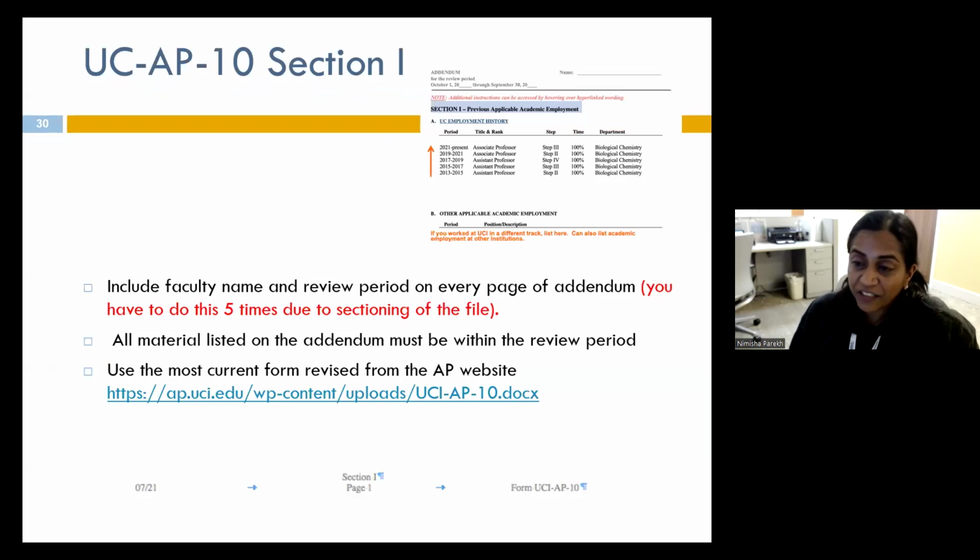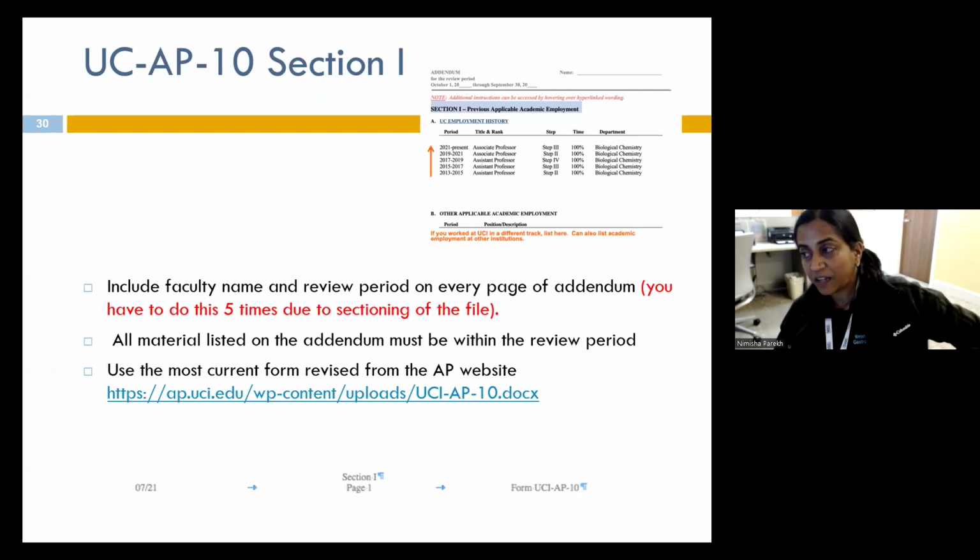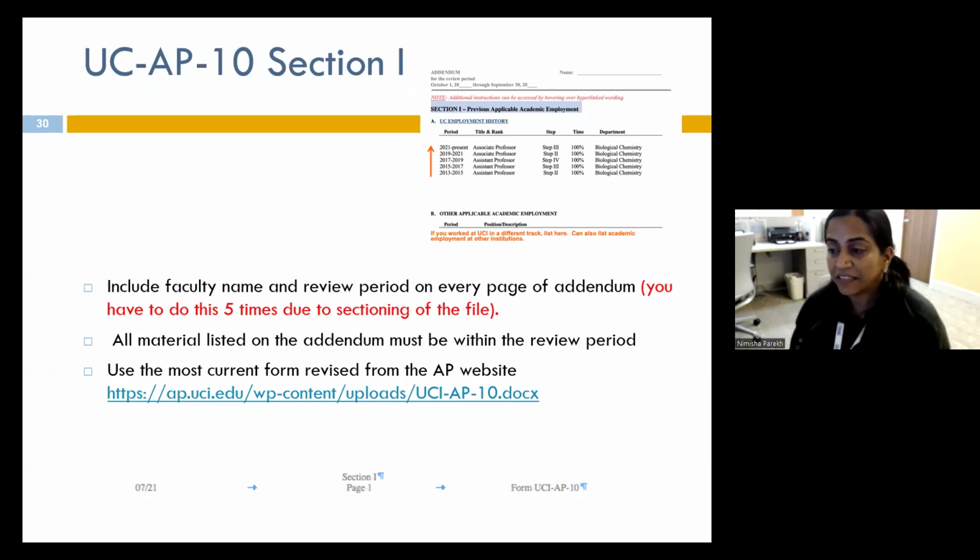So now we're going to actually go through this AP 10, and we'll talk about how, as you fill out these sections, I'm going to highlight specifically as HS faculty some tips and tricks.